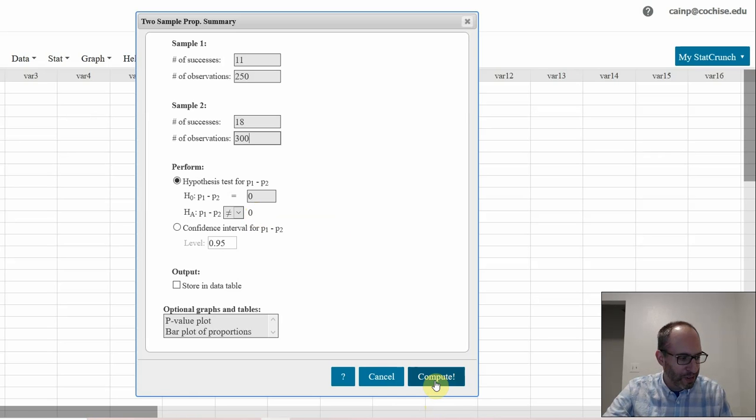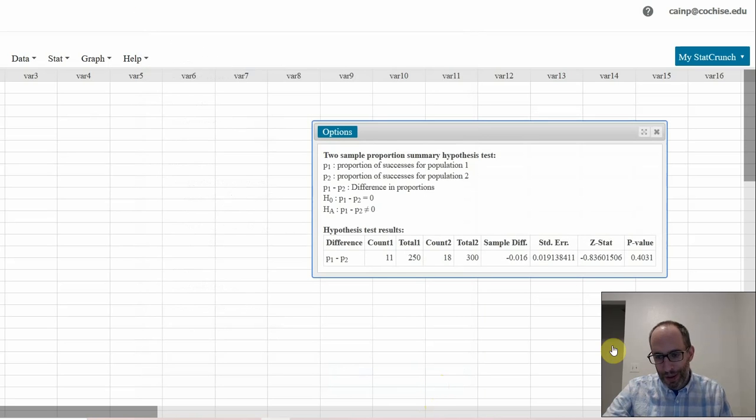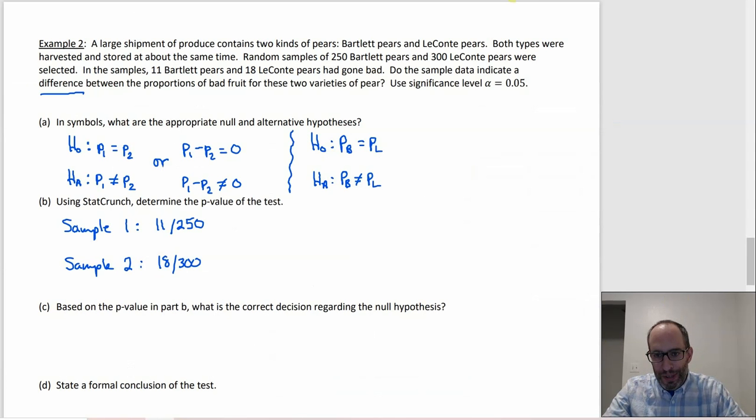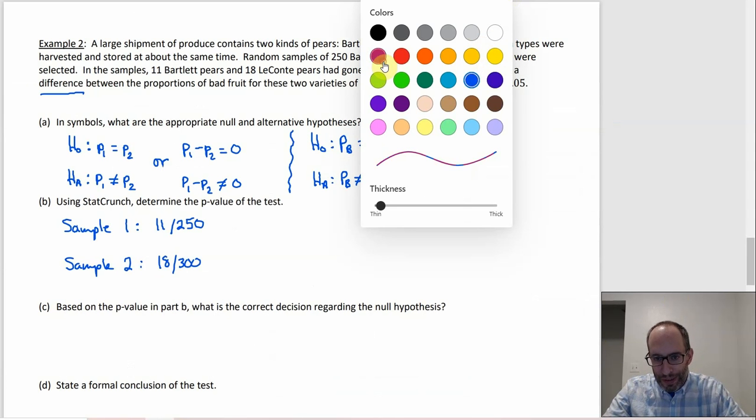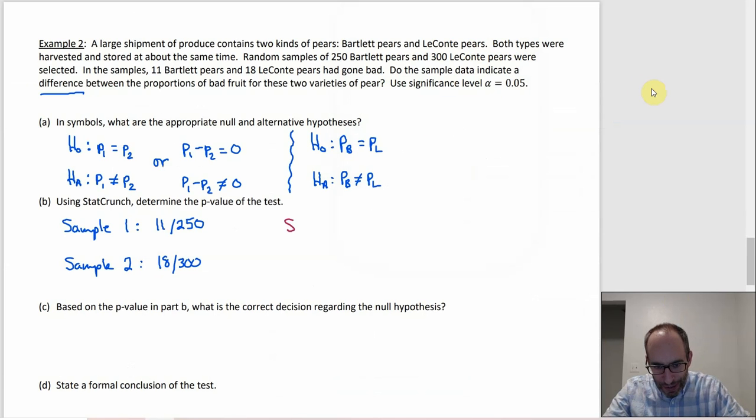So if we just go right to compute, there we go, right? The p-value is 0.4031. All right, so there's that. So I guess I can put this on another color. So actually going into StatCrunch, what we got was that the p-value was 0.4031, which is pretty big.